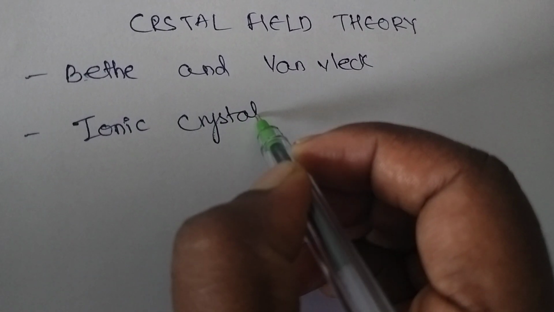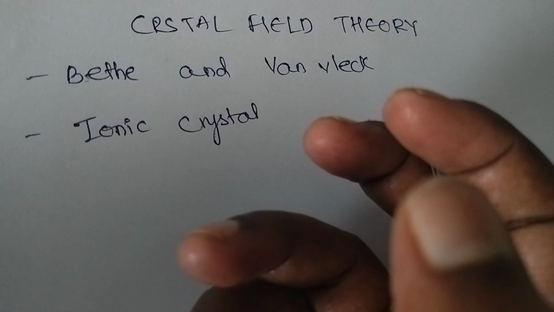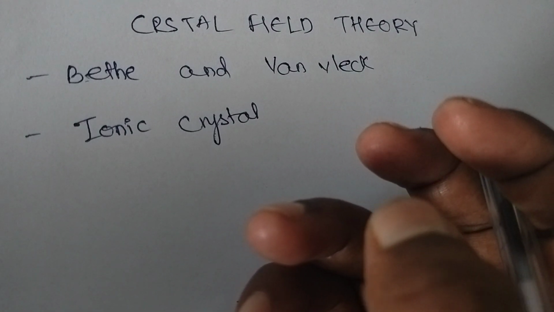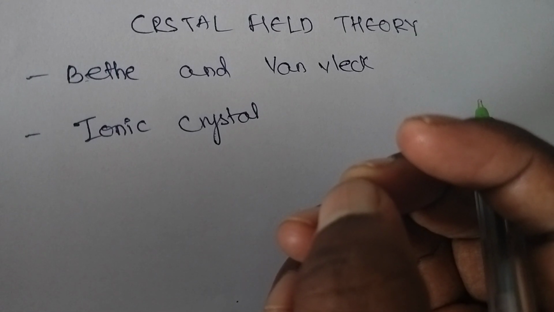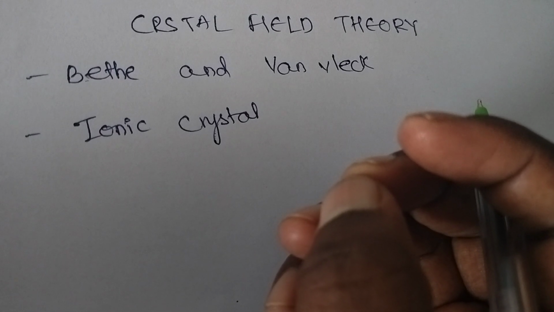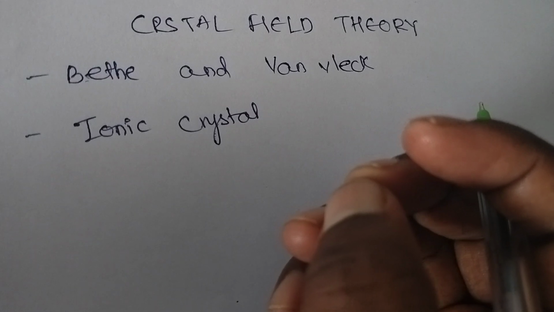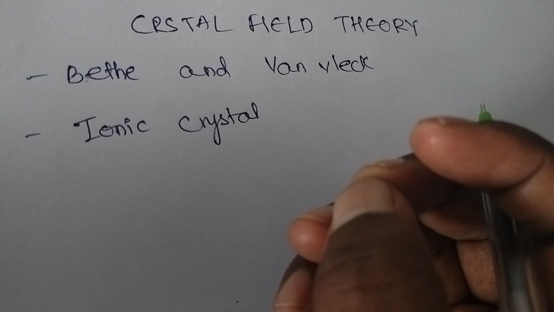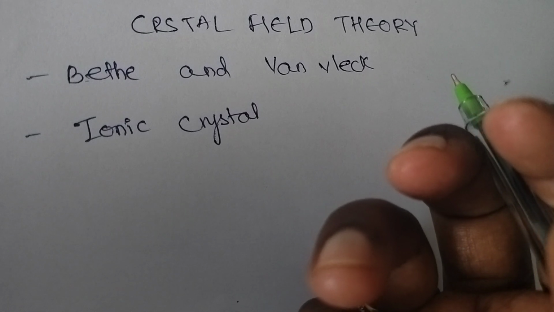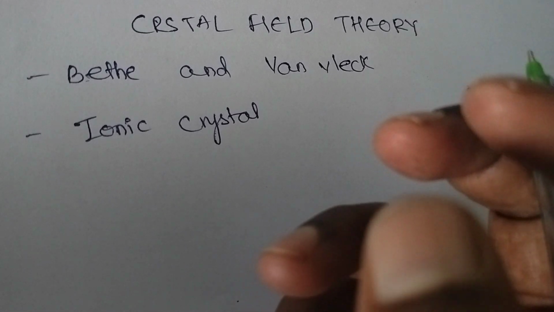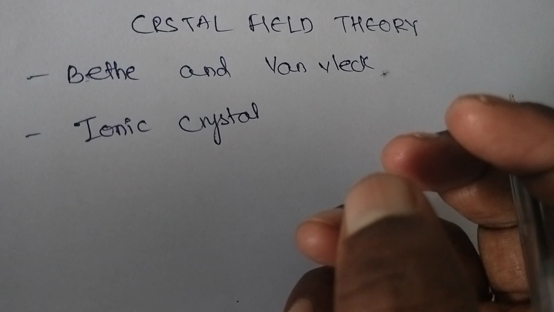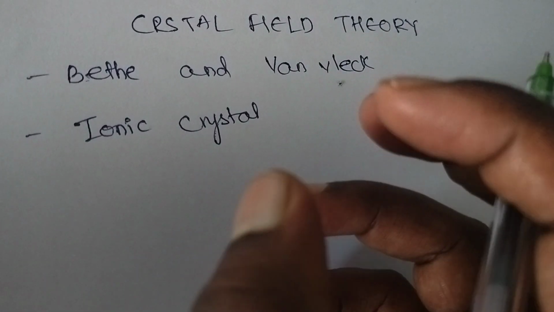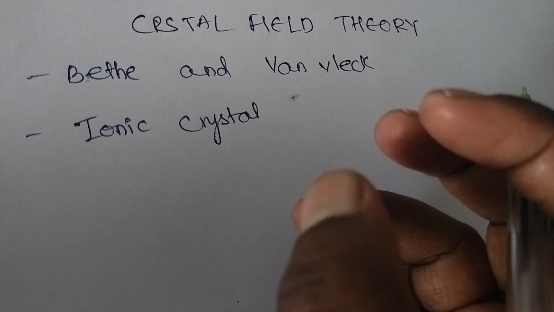What do you mean by ionic crystals? The compounds which are composed mainly of ions are known as ionic crystals. For example, NaCl is an ionic crystal because it is composed of Na+ and Cl-. So crystal field theory is mainly applied to ionic crystals, and in ionic crystals, ionic bonding will predominate.